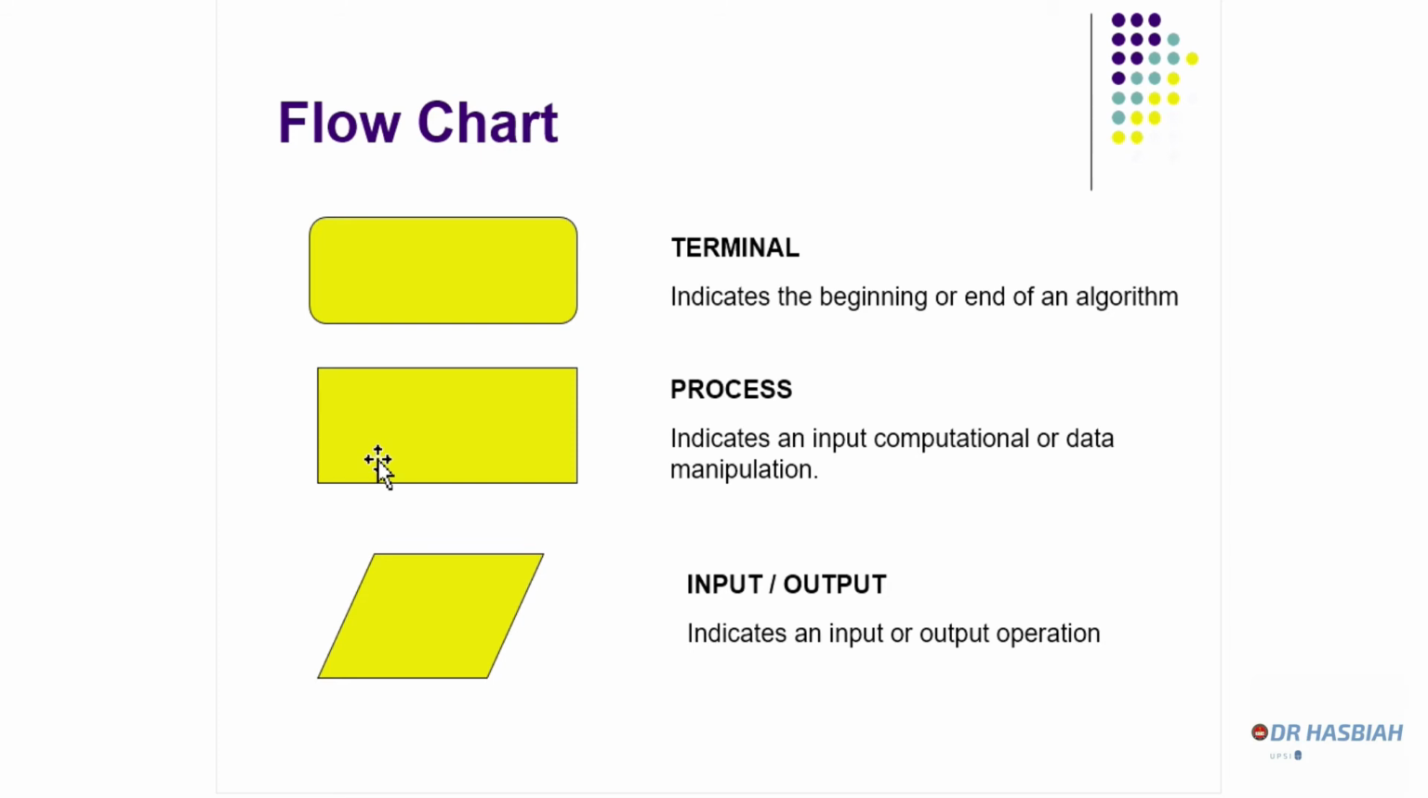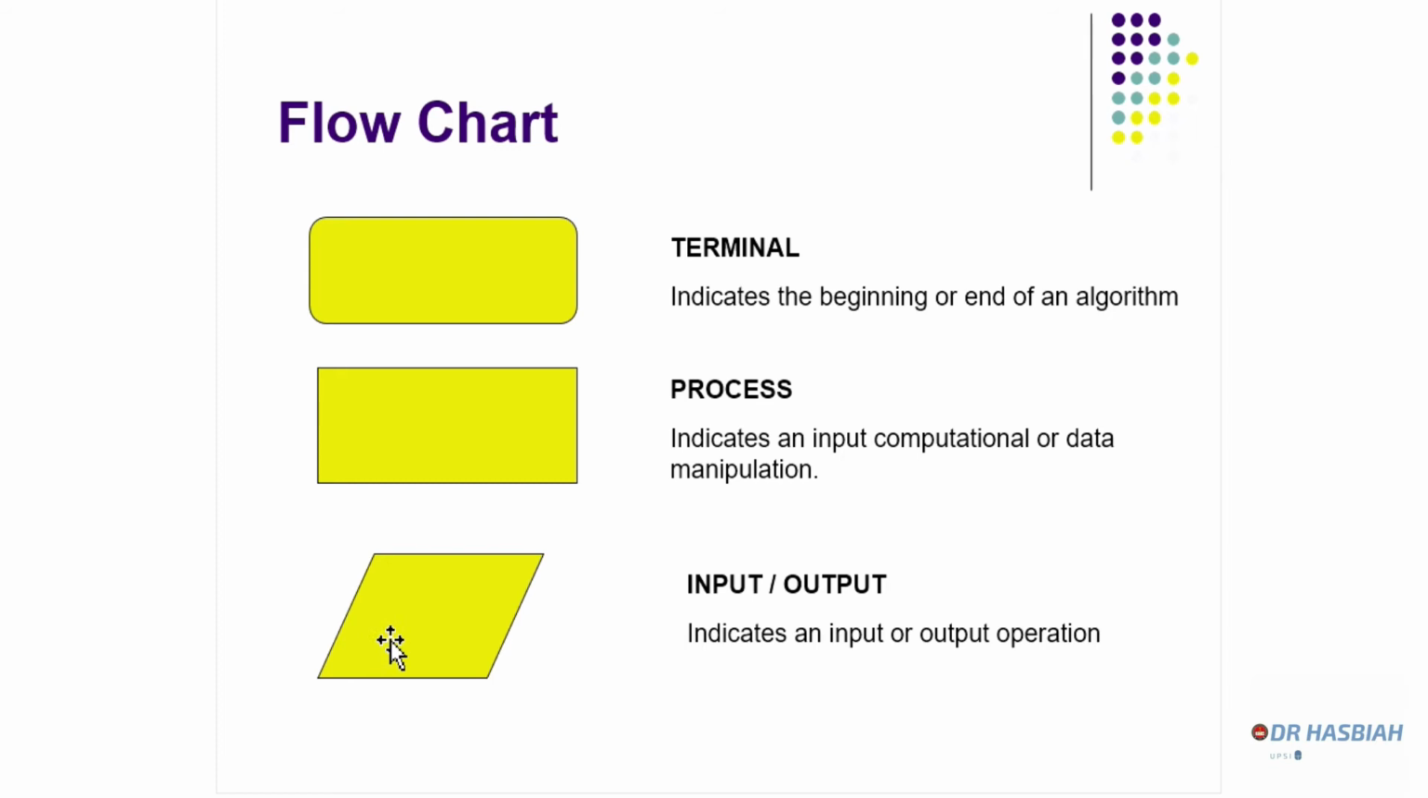If you have the symbol like this, this means terminal, which indicates the beginning or end of the algorithm. So if you want to start, meaning beginning, or end, you use this symbol, terminal. The second one is process, which indicates an input, computational or data manipulation. If you want to calculate the average, or calculate the total of the numbers, we use this symbol.